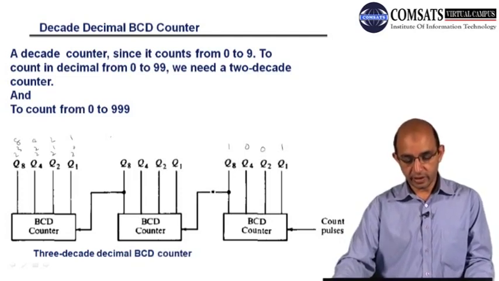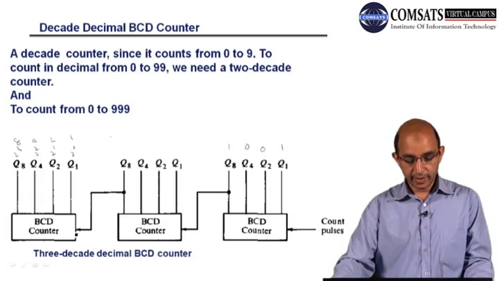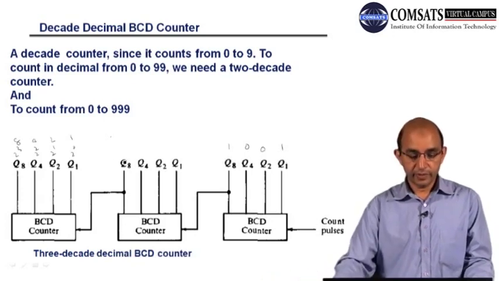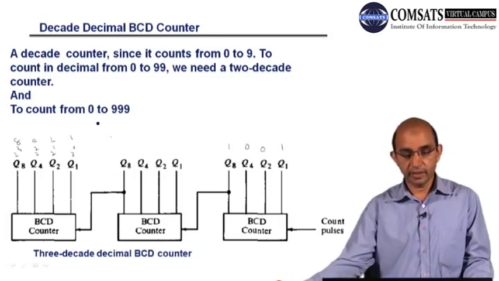You can see the cascading. Here Q8 is connected as a count pulse for the next BCD counter, and this Q8 is connected as a count pulse to the next. So by using this BCD counter, we can count starting from 000 till 999.